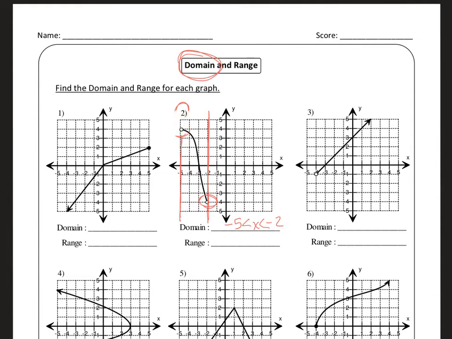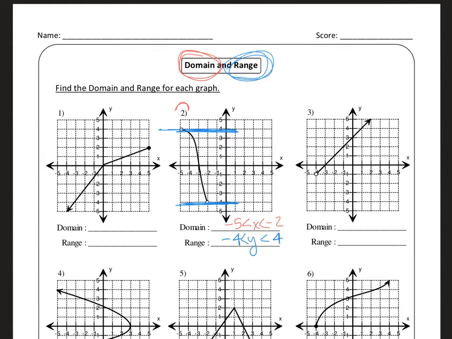Okay, now let me erase that and get that out of the way and switch colors so I can show you the range. For range, we'll do range in blue. For this exact same picture, now I'm looking at the y values. How far up and how far down does this graph go? All my y values are between -4 and +4. And again, with the open circles, those are less than.